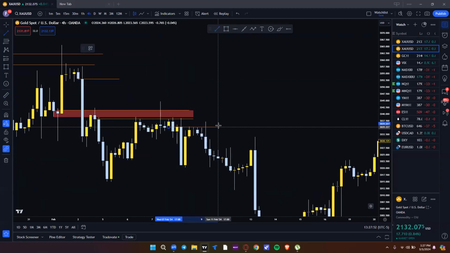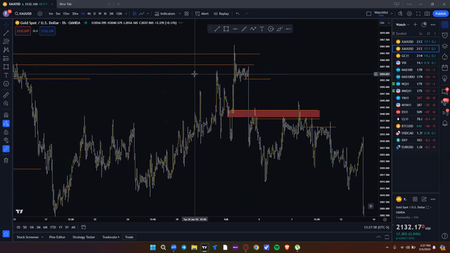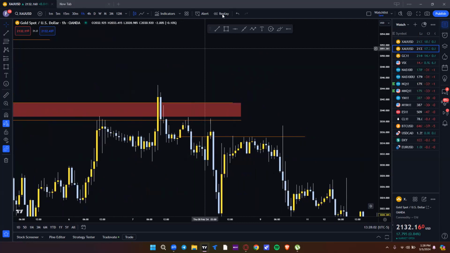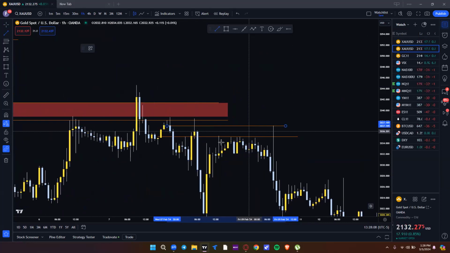I think H1 has a better glimpse, but this is still valid on H4. Let me go to H1 for you real quick. Yes, perfect. So within the H4, what do we see? We have an H1 drop decision, and then we see confirmation, and then pinpoint entry here.